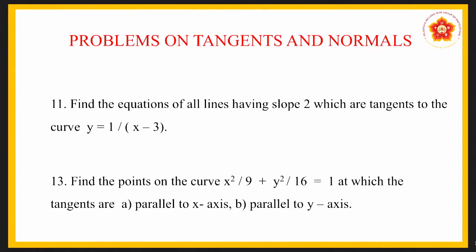Thirteenth problem of the textbook. Find the points on the curve x square by 9 plus y square by 16 equal to 1, at which the tangents are A, parallel to x axis, B, parallel to y axis.